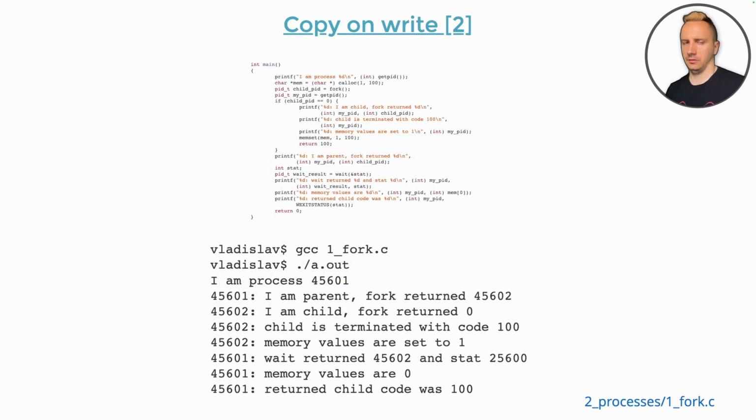And we will see that in the parent process, the memory did not change. Let's look. So the parent was started. It created the child process. The child process did set the memory to values 1. Then the child process was terminated and the parent prints memory values are 0. So the parent was not affected. When I called memset in the child process, the memory was copied. And it was exclusive to the child, and the child just set to ones its own memory, not the parent's memory.